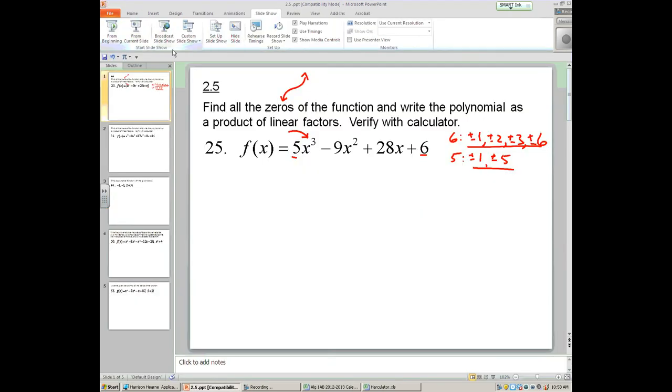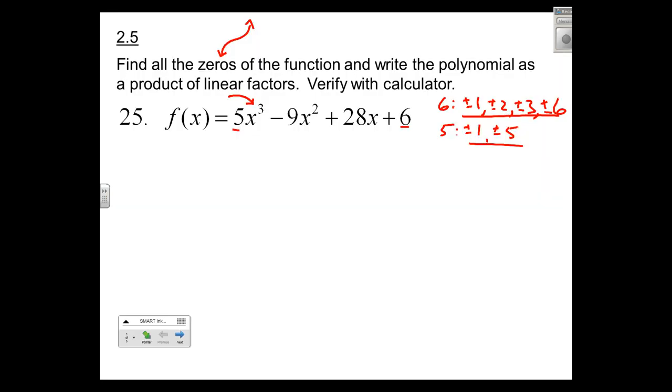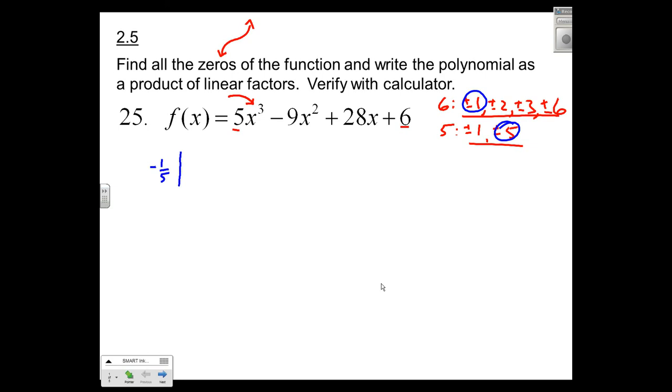Okay, so back to here. We're going to go from our current slide. And now I'm going to synthetically divide negative 1/5. Notice negative 1/5 would have been one of my choices for a rational zero. So I'm just going to be really clever and I'm going to say, you know what? I'm feeling lucky today. I'll bet negative 1/5 works. Sure, I could have tried easier ones, but I just feel like maybe that's a special one. 5, negative 9, 28, 6. Bring down the 5. 5 times negative 1/5, negative 1. And negative 9, negative 10.